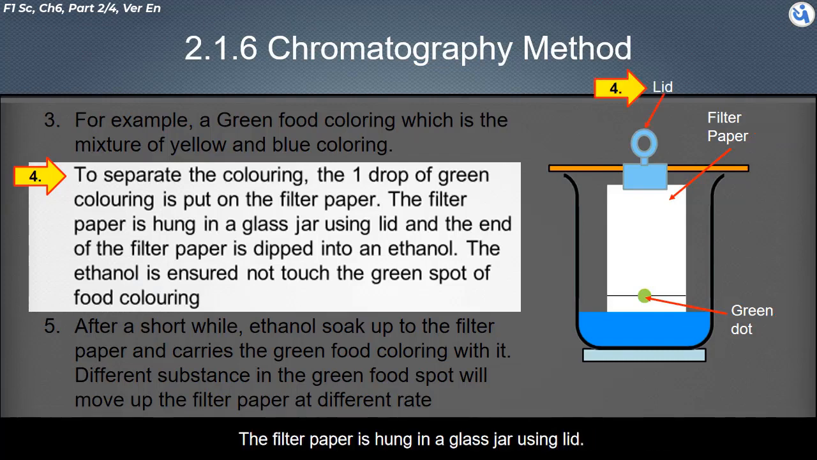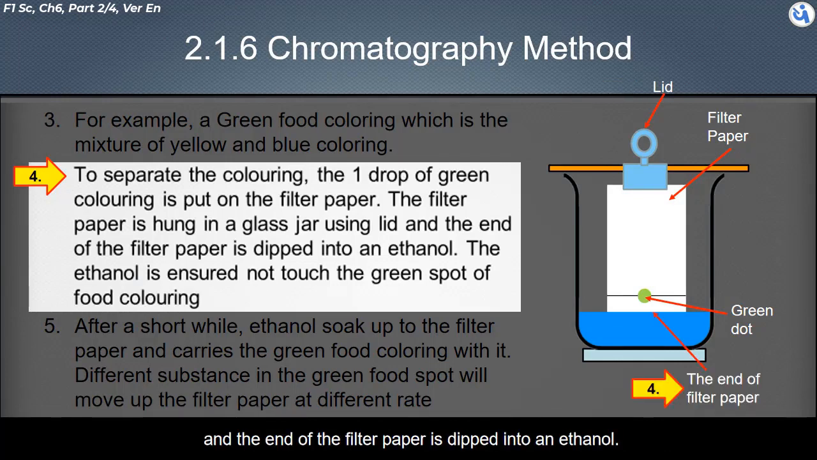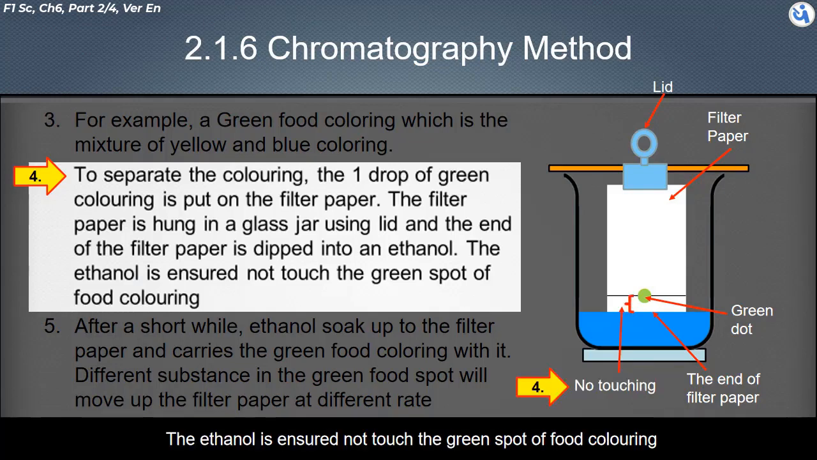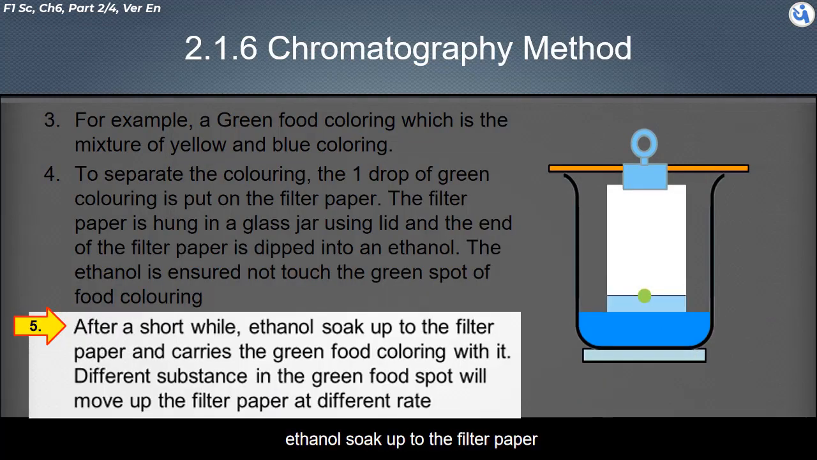The filter paper is hung in a glass jar using a lid, and the end of the filter paper is dipped into ethanol. The ethanol is ensured not to touch the green spot of food coloring. After a short while, the ethanol soaks up the filter paper and carries the green food coloring with it. Different substances in the green food coloring spot will move up the filter paper at different rates.